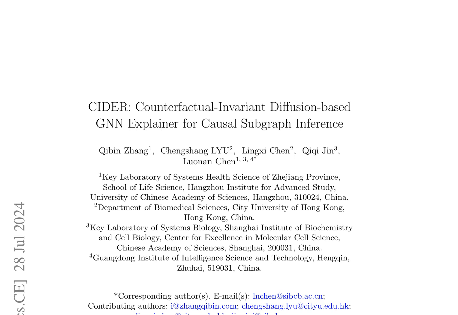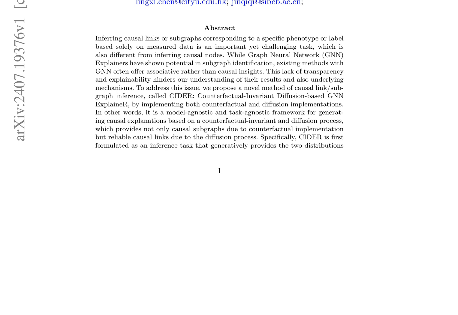This model-agnostic and task-agnostic framework generates causal explanations via counterfactual-invariant and diffusion processes, yielding both causal subgraphs due to counterfactual implementation and reliable causal links due to the diffusion process. The proposed approach formulates an inference task that generatively provides two distributions, enabling the identification of causal subgraphs and links. By leveraging counterfactual and diffusion mechanisms, CIDER overcomes the limitations of existing GNN explainers, which often rely on associative insights. The counterfactual implementation allows for the identification of causal subgraphs, while the diffusion process provides reliable causal links.